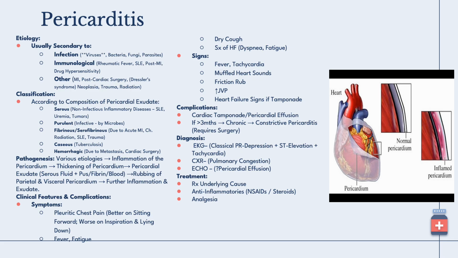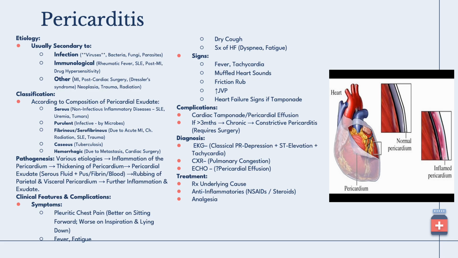So we'll have thickening of the pericardium, and then pericardial exudate, and that leads to rubbing of the parietal and visceral pericardium. That can lead to further inflammation and further exudate. Our symptoms are going to be pleuritic chest pain, so meaning it feels better when they're sitting forward and kind of dangling the heart, and worse on inspiration and when they're lying down. They may have fever and fatigue and dry cough.